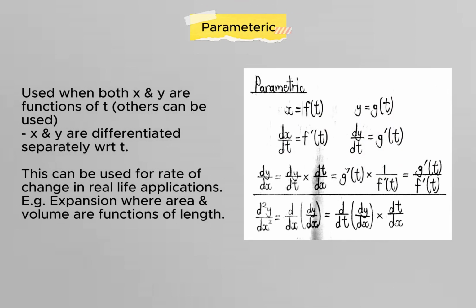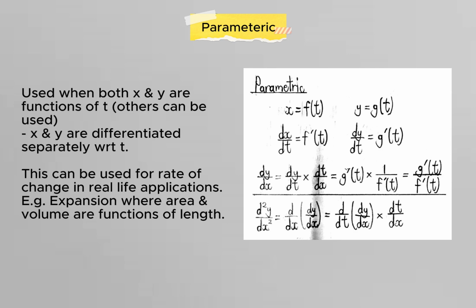Now let's look at parametric differentiation. It's used when both x and y are functions of t. Other variables can be used. X and y are differentiated separately with respect to t. This can be used for rate of change in real life applications such as expansion, where area and volume are functions of length. If you look at the picture on the right, you can see how parametric differentiation is conducted.